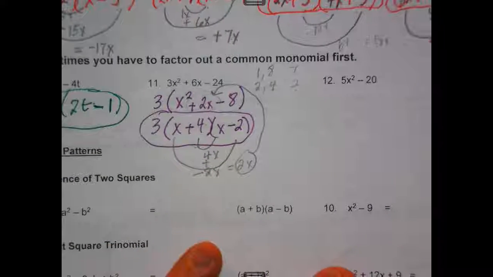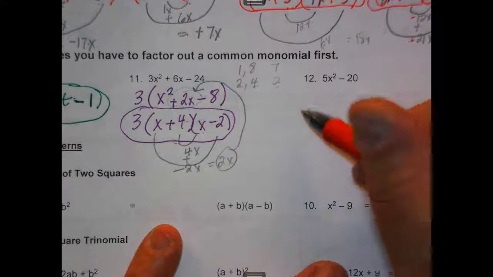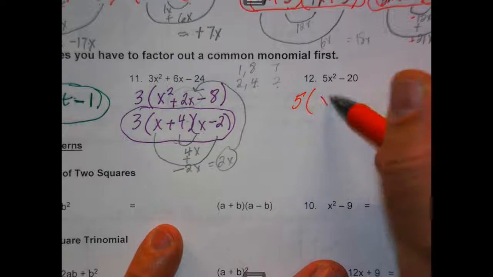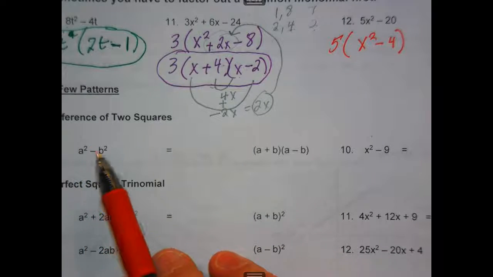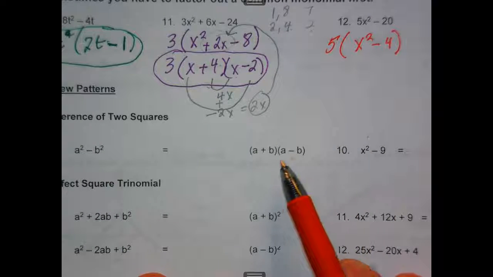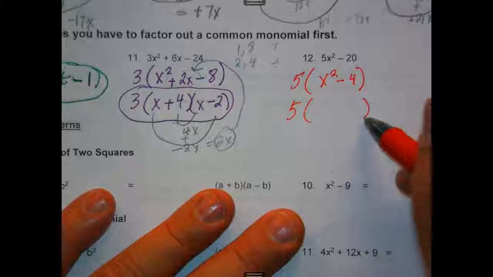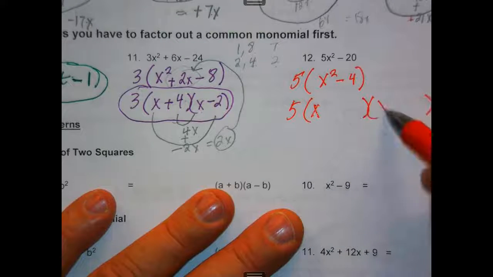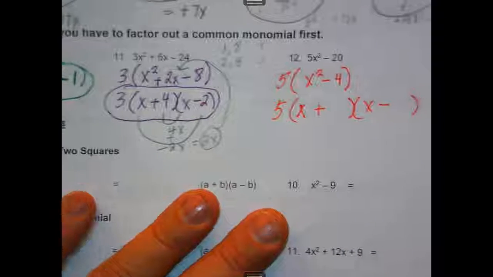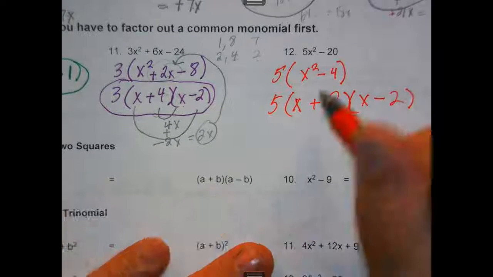Let's do number 12. Okay, I can take out a 5, right? I get x squared minus 4. This is what we call a difference of squares. We have a shortcut formula. A squared minus b squared is a plus b, a minus b. So I have 5 times x plus, minus, what's the square root of 4? 2.